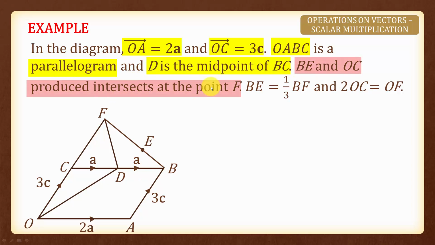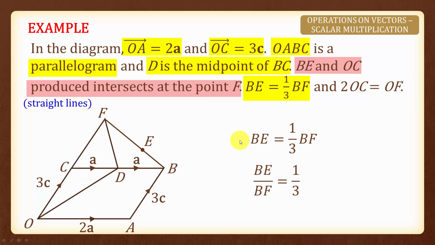Now this information here simply means that OCF and BEF are straight lines. Now BE is equal to 1/3 of BF. If we divide both sides by BF, we will have BE over BF is equal to 1/3, which means that the ratio of BE to BF is 1:3, and the ratio of BE to EF will be 1:2.